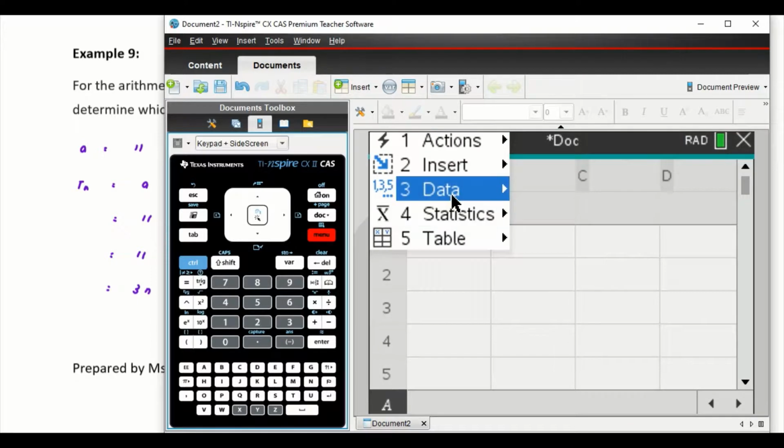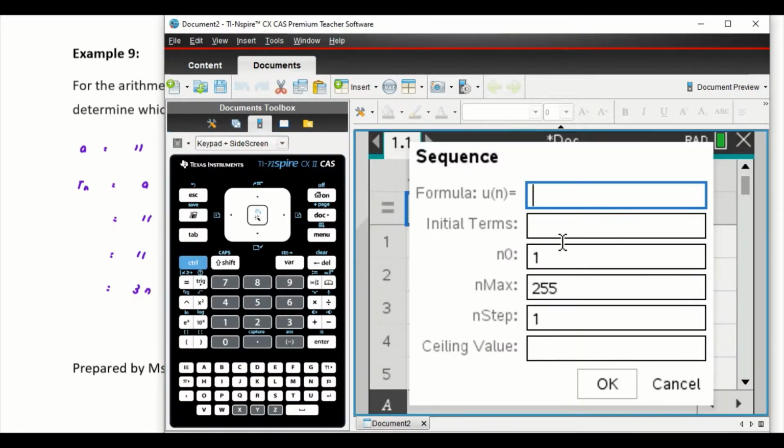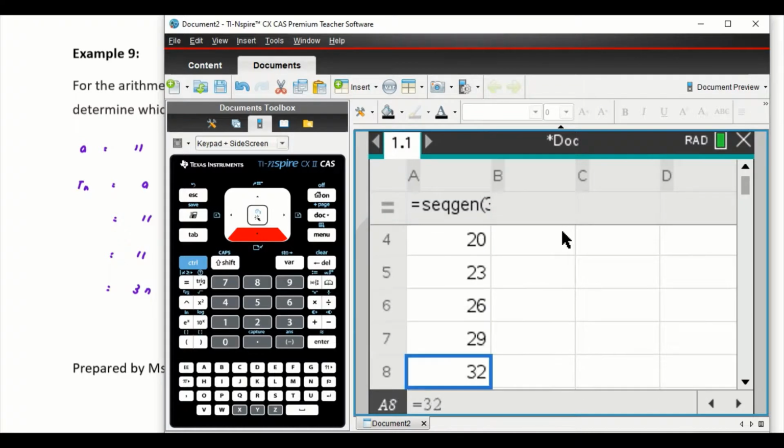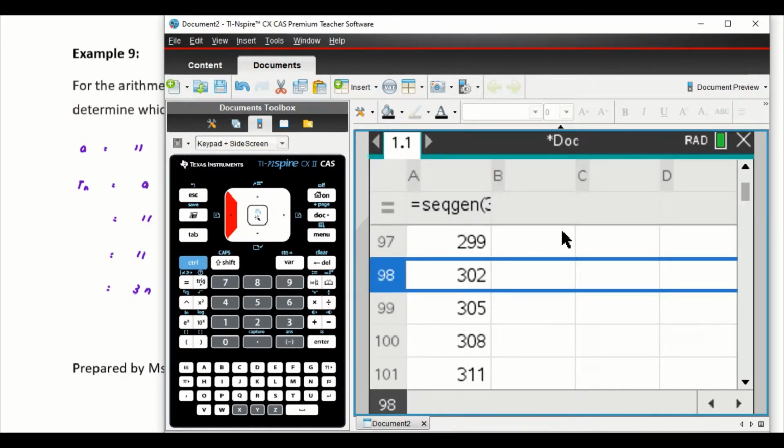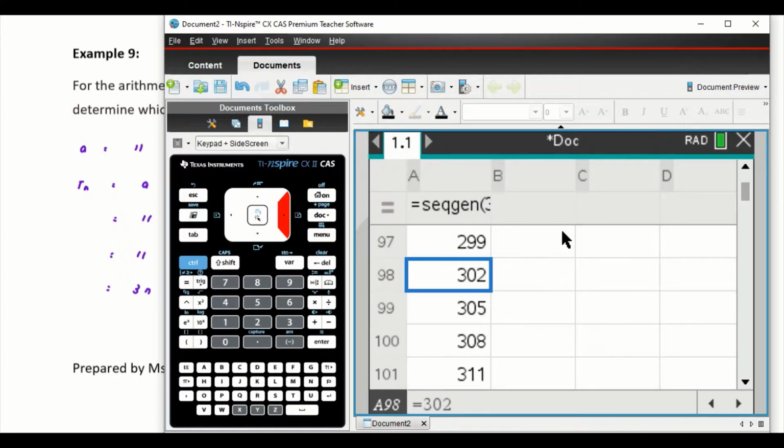So menu, data, generate sequence. So this is 3n plus 8, right? And our initial term here is actually 11. Okay, so you just type everything, then you can just scroll down. You should be able to see that the numbers are all increasing, right? Until you get the first number that exceeds 300, and you should be able to get 98. So you can see the 98th term is 302 and the 97th term is 299. From here, you know that your answer is correct.